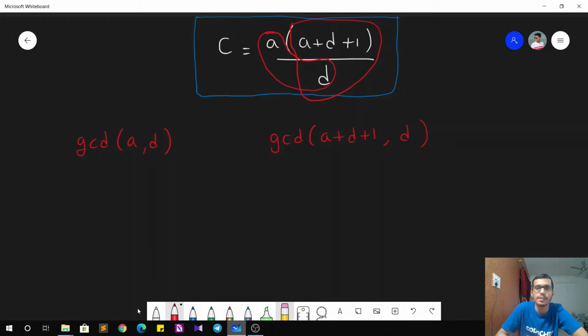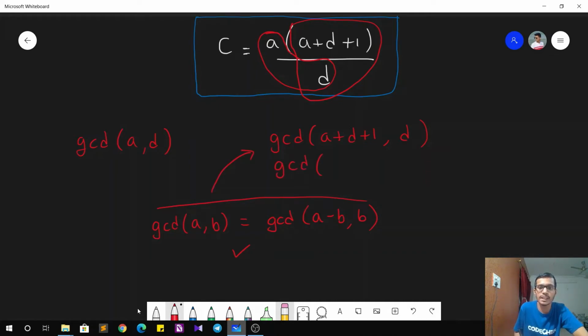But now observe that from Euclid's GCD algorithm, we know one more thing. We know that GCD of a comma b is nothing but GCD of a minus b comma b. So this equality holds. So if we apply this on this expression, we can reduce this to GCD of a plus 1 comma d. So what are the maximum common factors that we can get? One is GCD of a comma d and the other one is GCD of a plus 1 comma d.